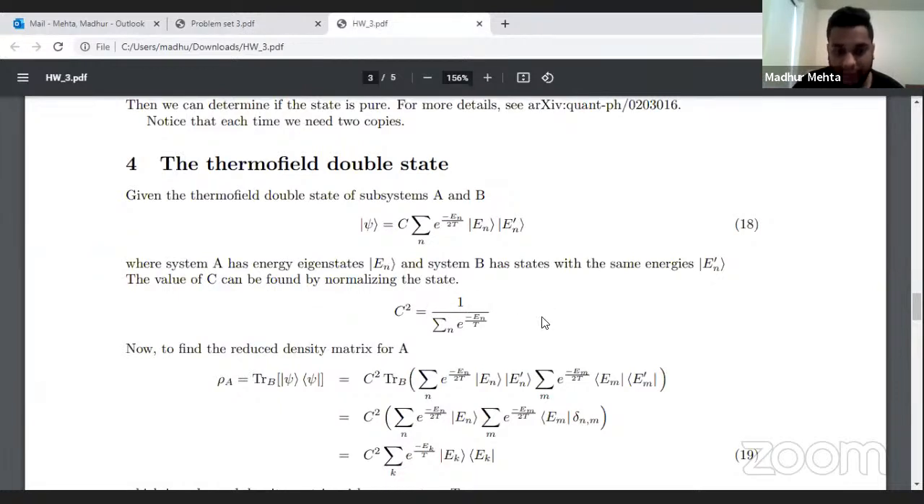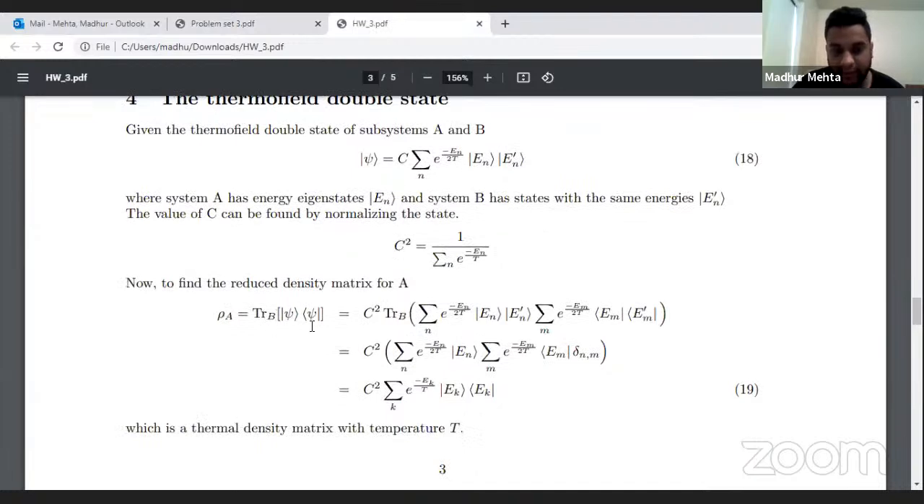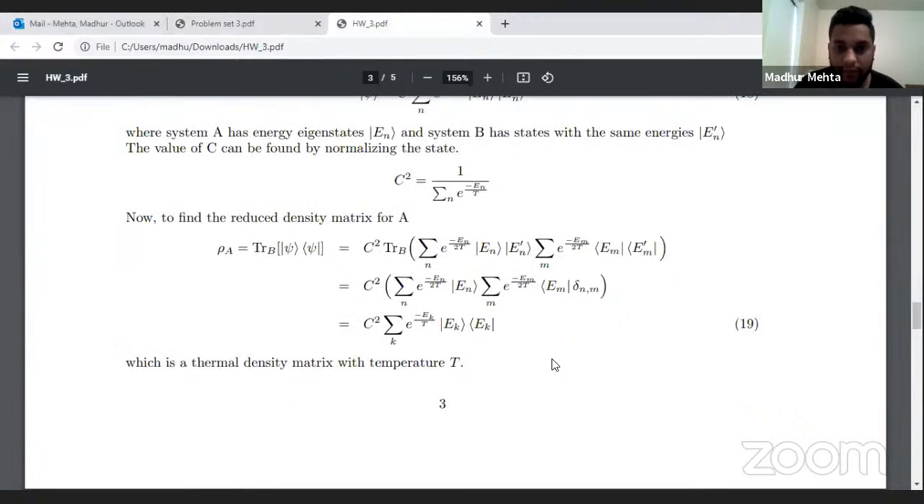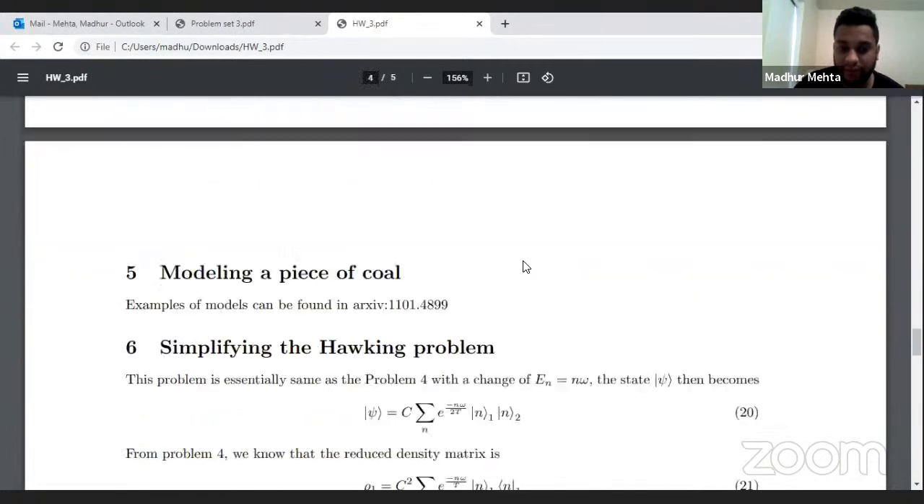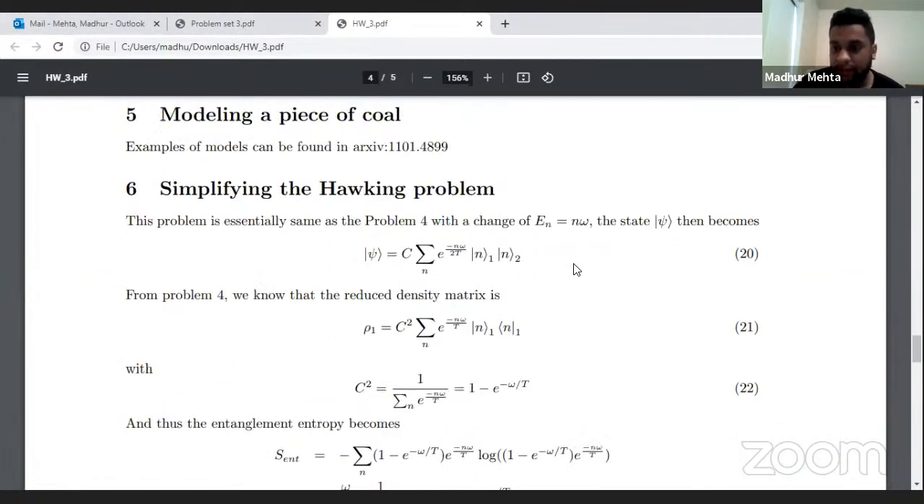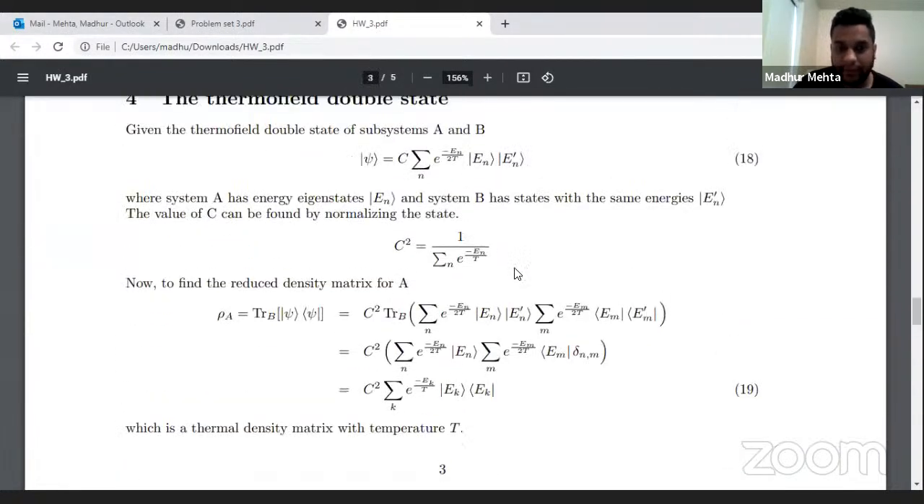And now we take the reduced density matrix by tracing over B, and we find that the density matrix that we get is C squared, summation e to the power minus Ek by T, outer product of Ek eigenstates of state A, which is the thermal density matrix. So we can move ahead in this problem and come back to this when we discuss problem 6. So any questions?